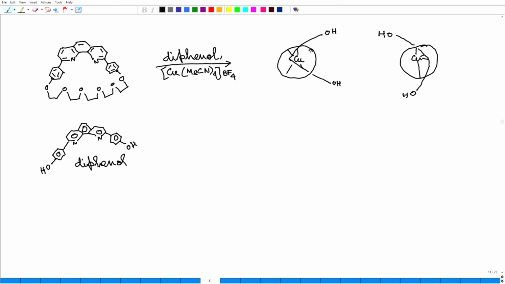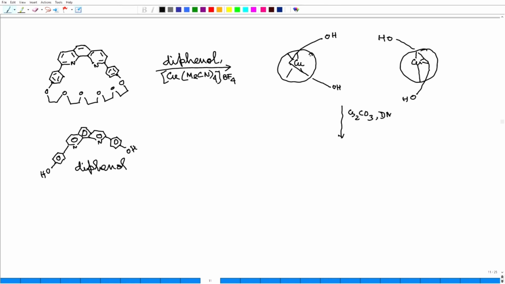Then we can react this with, well, Sauvage and his group did that, in the presence of cesium carbonate, a weak base, DMF as solvent, and this compound, bromo CH2 CH2O CH2 whole n CH2Br, n equal to 2 or 3.